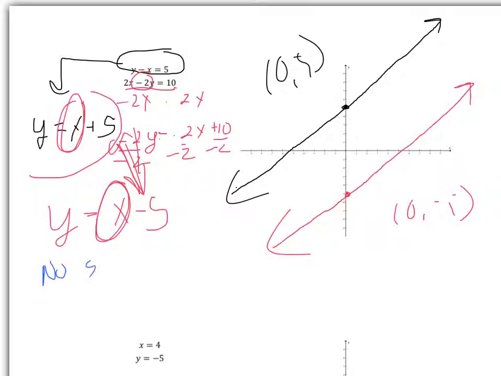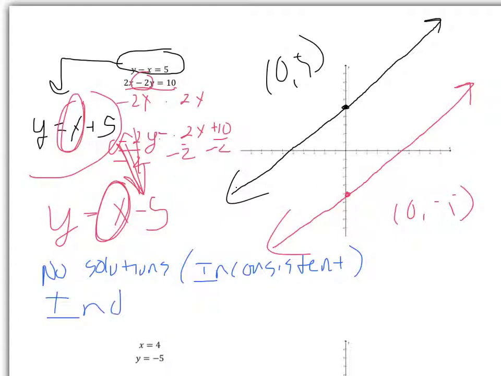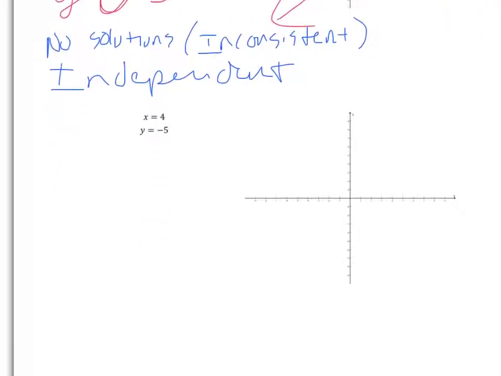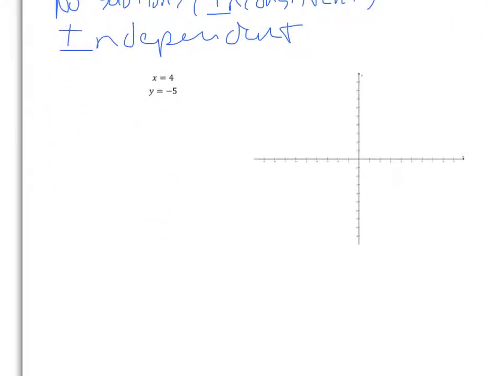No solution. Which means it's inconsistent. But because these are two different lines, we say they're independent. So in classifying the system, there's no solutions. Another way of saying that is it's inconsistent and it's independent because we have two different lines going on right here. So this next one that we're looking at is x equals 4.